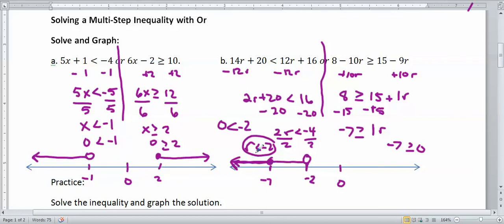Okay, so there's 4 practice problems at the bottom of this note sheet for you guys. Finish those up for tomorrow.